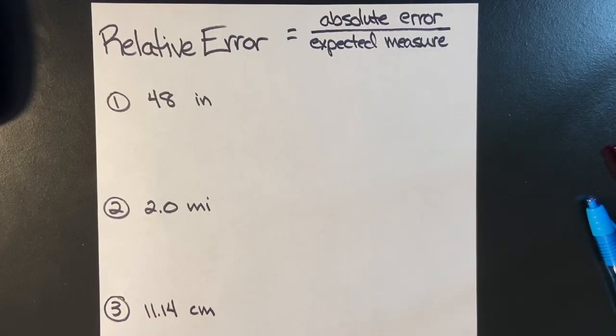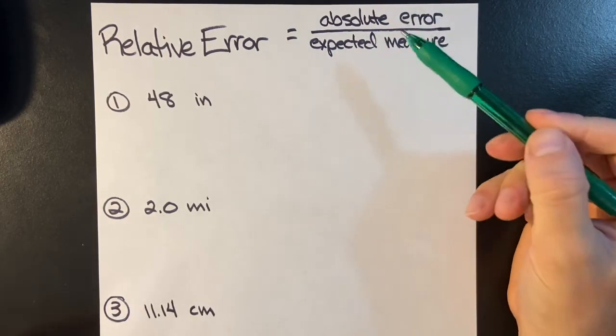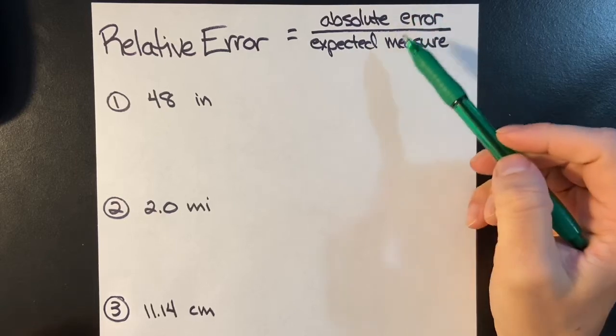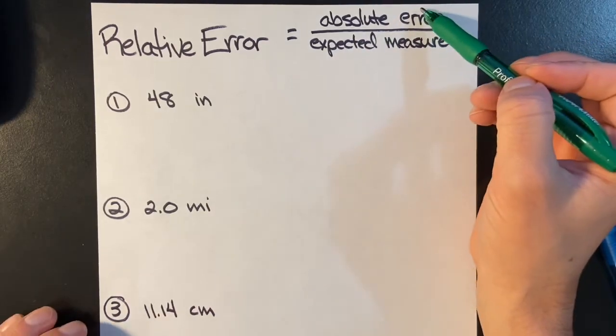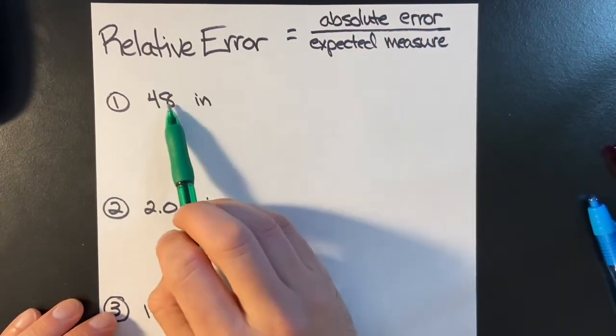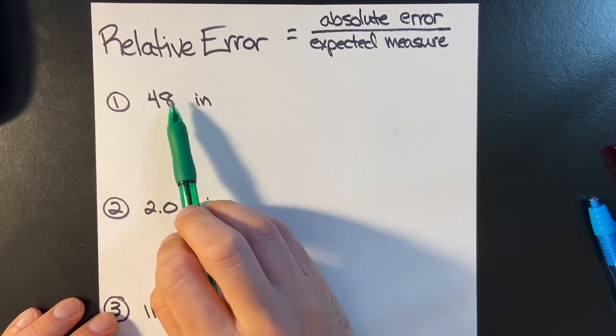Relative error. What's relative error, you ask? Well, let me tell you, that's my job. It's a percent, and it's calculated by doing the absolute error over the expected measure. Now, you may remember from a couple videos ago that the absolute error is you go to your measurement and you take half of the smallest measure that you're given.